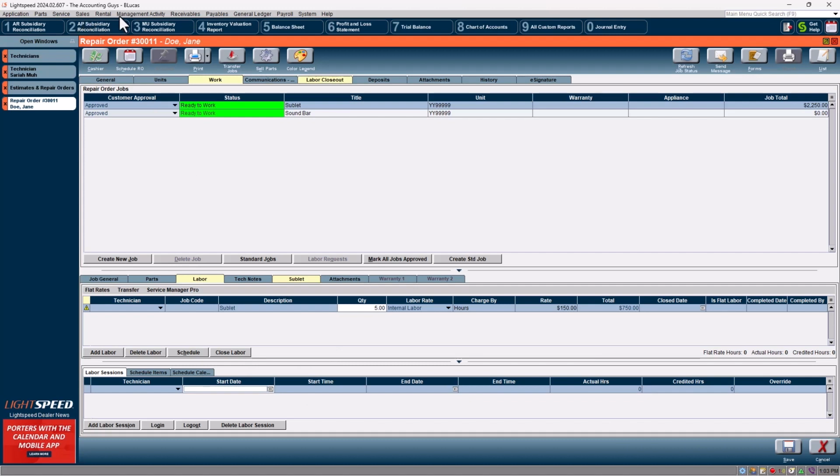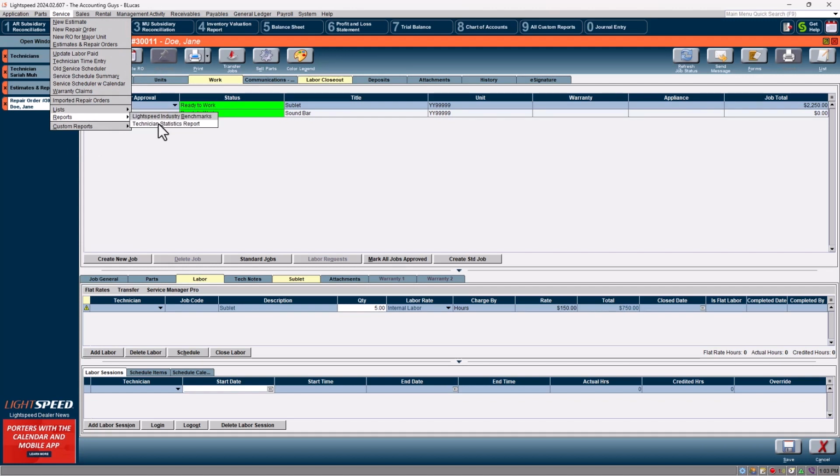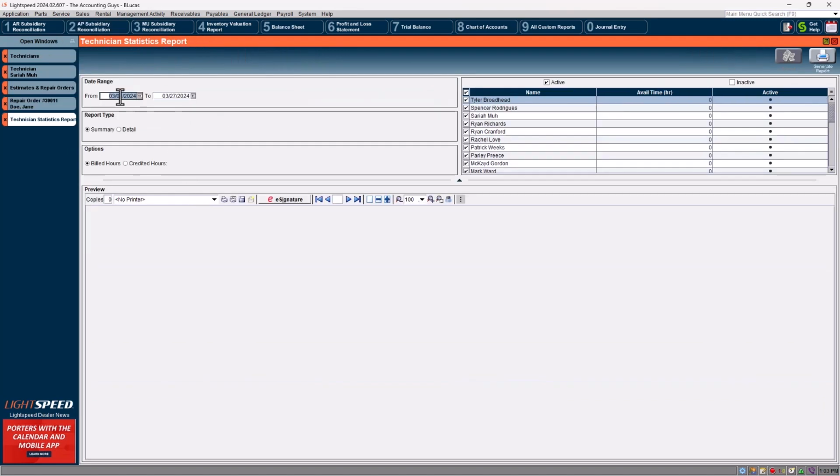When I come over to my reporting under service, reports, technician statistics, here you choose your date range. And so I'm going to pull just a lot of data in here. You can choose whether you want it as a summary or as a detail. And then if I want to be doing my statistics based off of billed hours or credited hours.